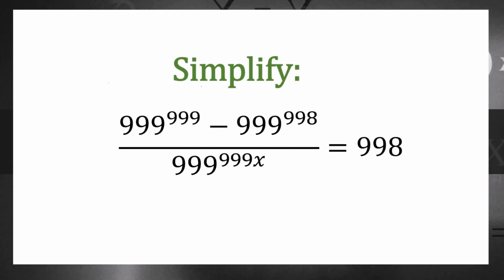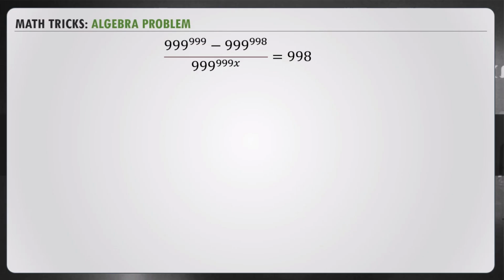Today we are going to simplify this complicated looking equation. So let's get straight into it. Here we have 999 to the power of 999 minus 999 to the power of 998, over 999 to the power of 999. The power of x is equal to 998. What is the value of x?